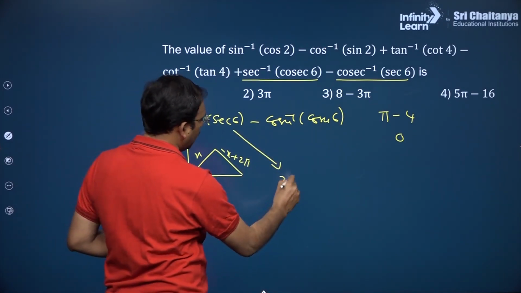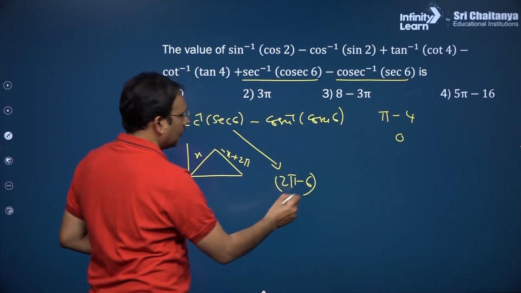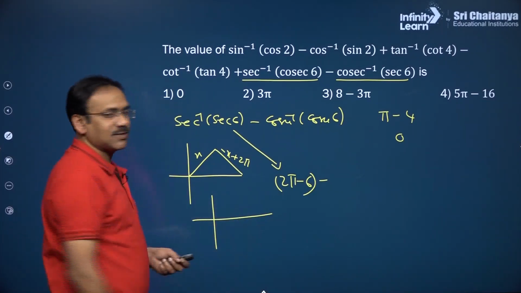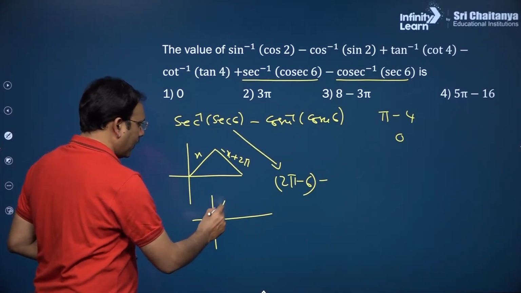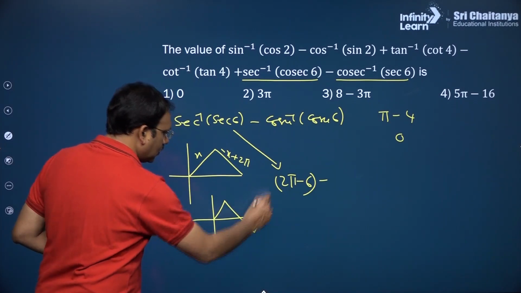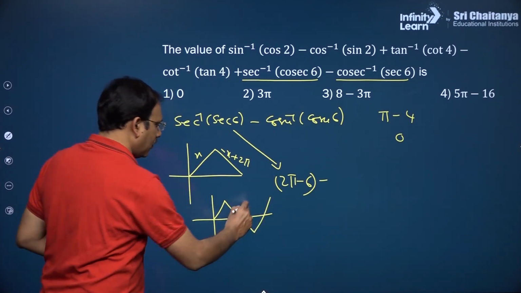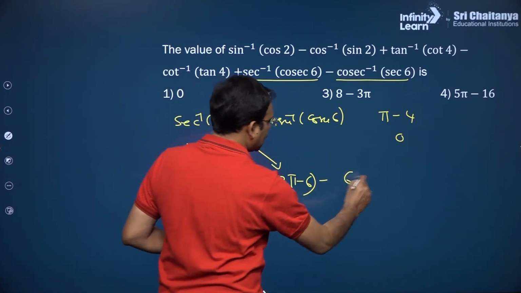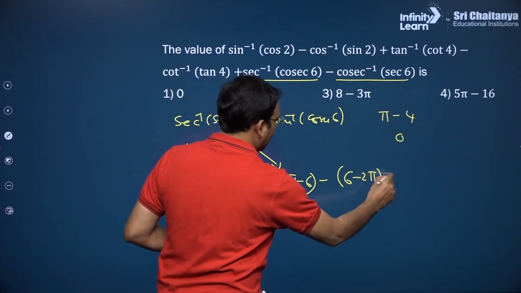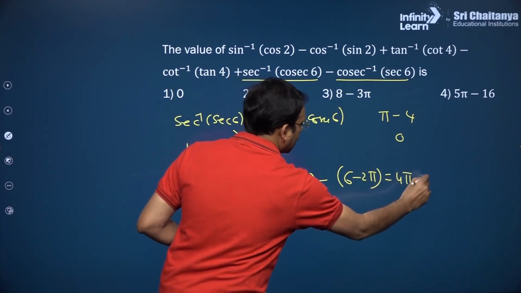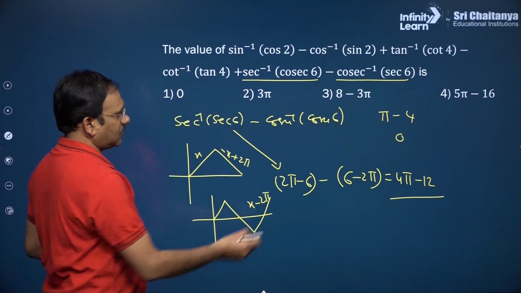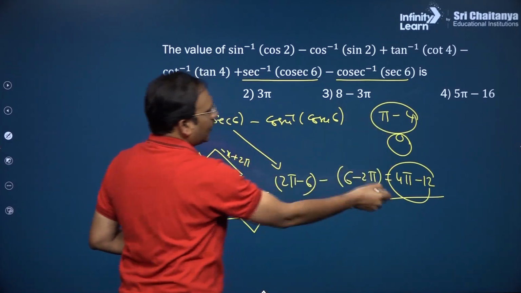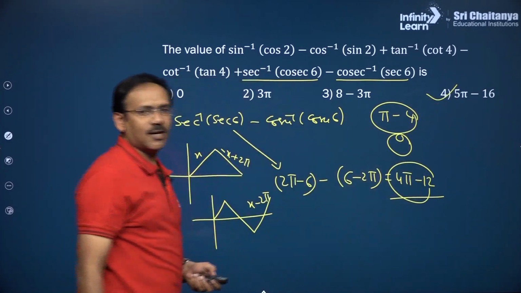So this is going to be 2 pi minus 6 here, minus cosecant inverse of cosecant 6. You have to take the graph of sin inverse of sin x, from 0 to pi by 2, pi by 2 to 3 pi by 2, 3 pi by 2 to 2 pi. This is going to be, my dear friends, x minus 2 pi, which I can say is 6 minus 2 pi, and hence this value is going to be 4 pi minus 12. Sum of these three, my dear friends: pi minus 4, 0, 4 pi minus 12, is 5 pi minus 16. Fourth option is the right answer.